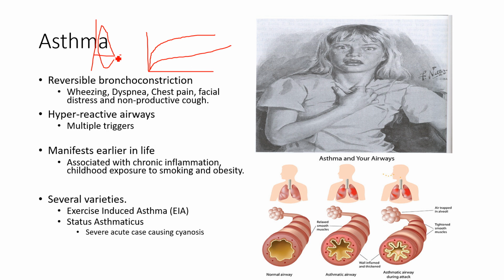There can be multiple different triggers to this. We think, one, it could be just different particulate in the air. And we think there's a lot of different things that may be associated with causing asthma. We think chronic inflammation can play a role, as well as childhood exposure to smoking can set them up for asthma, as well as obesity. And obesity also has inflammatory processes. Remember adipokines and all that.